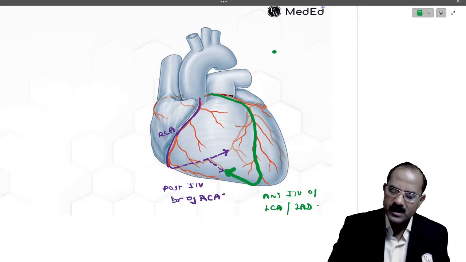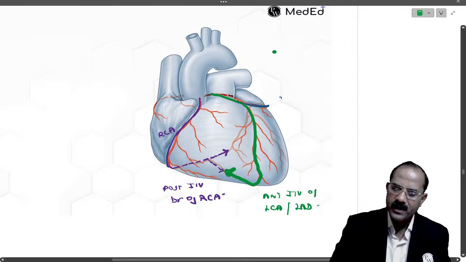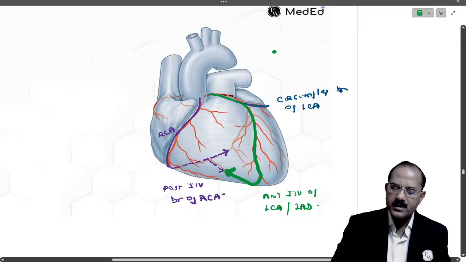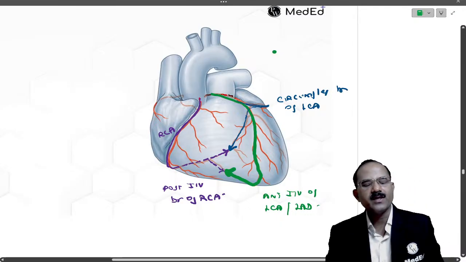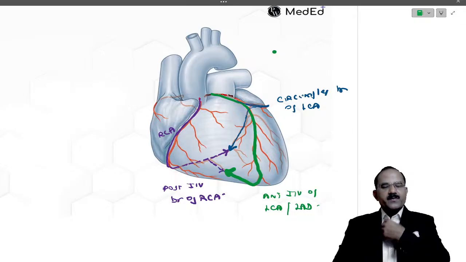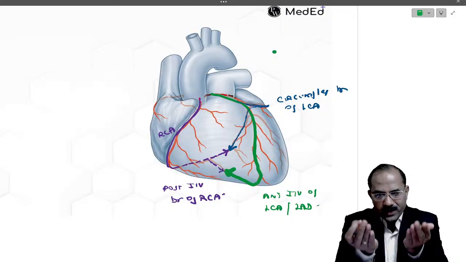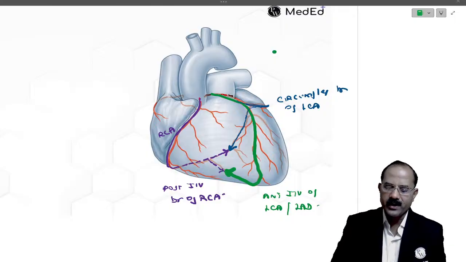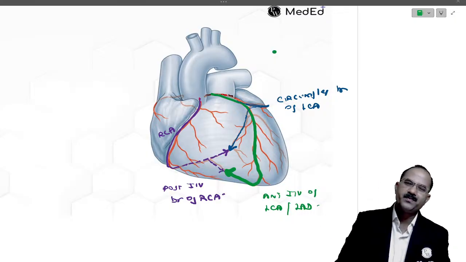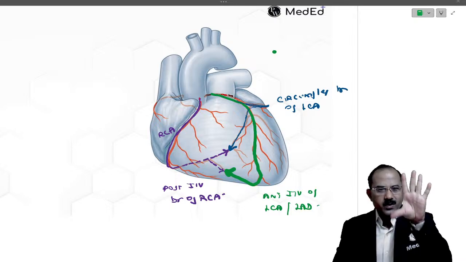And what is this artery? This is the circumflex branch of the left coronary artery. It runs in the posterior atrioventricular groove and anastomoses with the right coronary artery. So the circumflex branch of the left coronary runs in the posterior atrioventricular groove and anastomoses with the right coronary artery. That's in short about the coronary circulation.